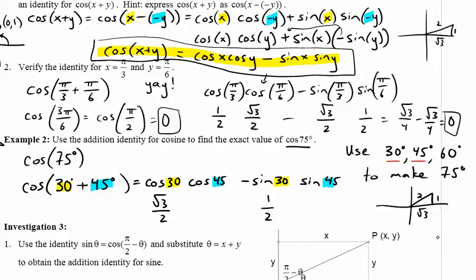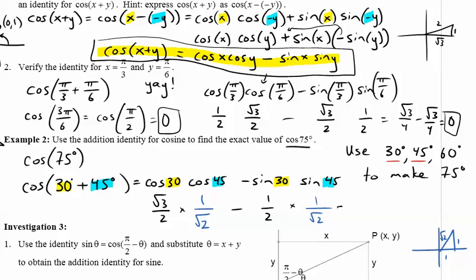Now I need a different special triangle for 45. That's 1, 1, root 2. So cosine is adjacent over hypotenuse, and sine is opposite over hypotenuse. There we go. So that gives me root 3 over 2 root 2 minus 1 over 2 root 2, which is root 3 minus 1 over 2 root 2.